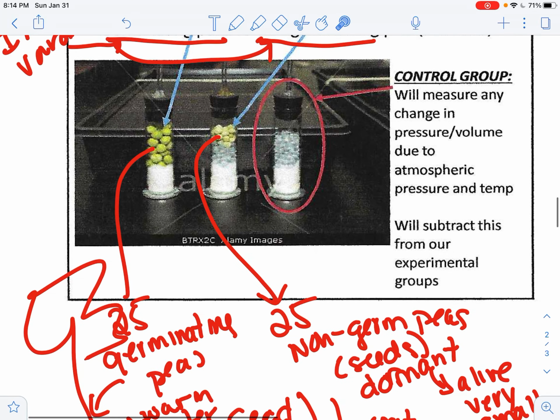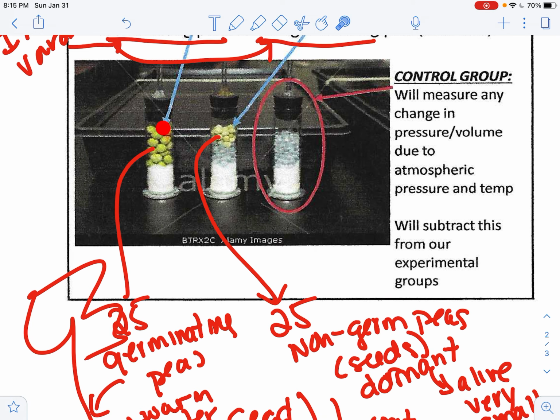Just like this is, right? If I put 25 germinating peas in this vial, I put 25 non-germinating peas in the second vial. I have to keep that the same. That's a controlled variable, right? I can't put 25 of these and only 10 of these and then compare their respiration rate. Obviously, it'd be different, okay?